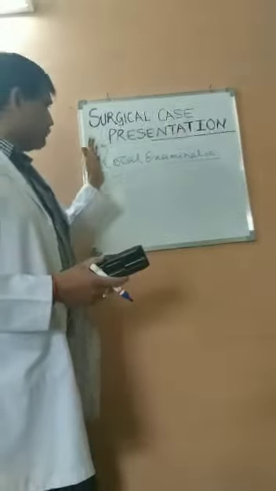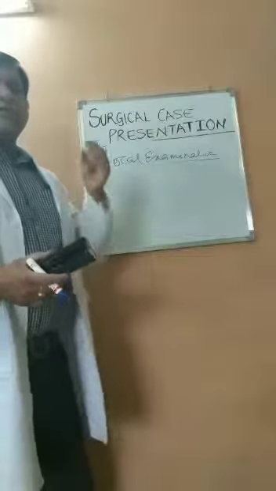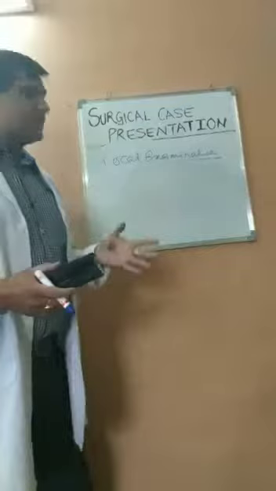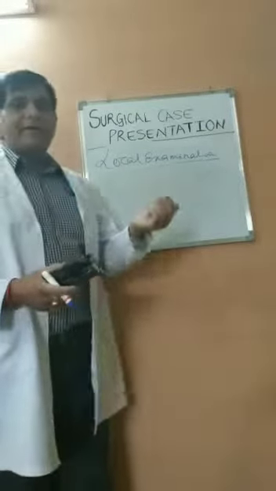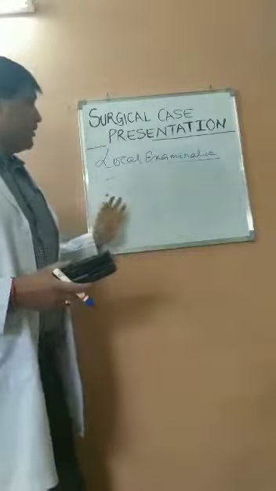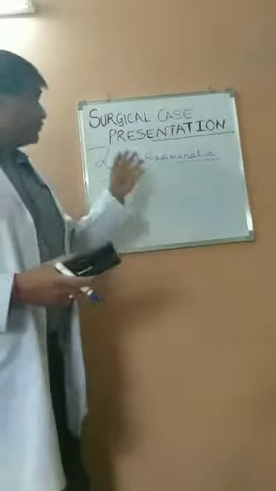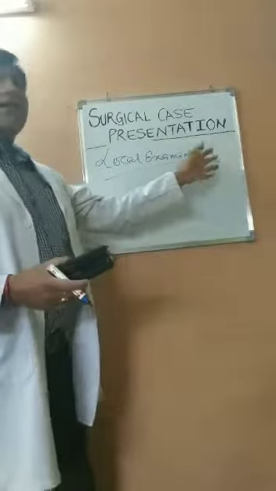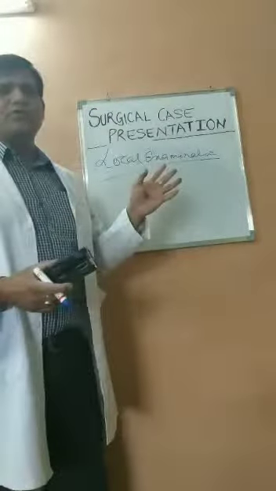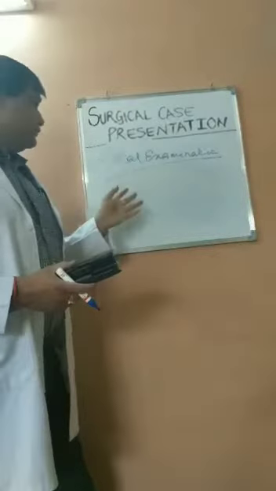So you have to write about inspection, then palpation, then percussion, then auscultation. Make it a chart, and if there is a case of peripheral vascular disease, then you have to make a chart of the peripheral arteries on the right side and the left side. This I will take in my further videos when I discuss peripheral vascular disease.